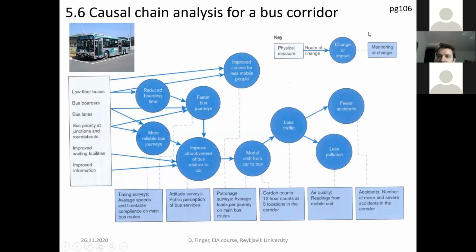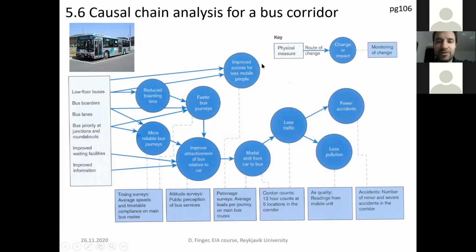Okay, so the modeling is more like a numerical, engineering-based exercise, and then we have what is called causal chains, and this goes a little bit into social science. So you assess how different stakeholders interact with each other. In the book, the example of a causal chain of a bus corridor is described.